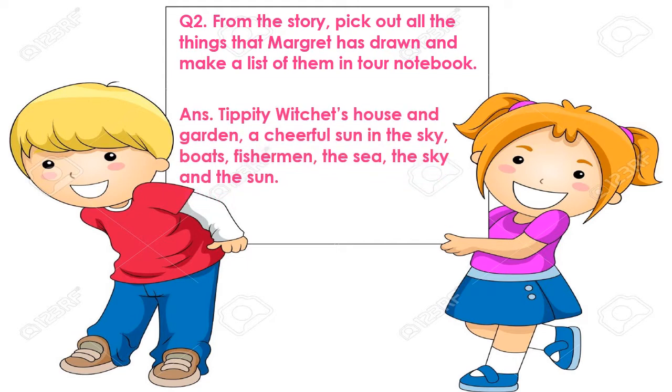So, what are the things which they have drawn? Now see, the answer is Tippity Witchett's house and garden, a cheerful sun in the sky, boats, fishermen, the sea, the sky, and the sun. Once again you listen. The answer is Tippity Witchett's house and garden, a cheerful sun in the sky, boats, fishermen, the sea, the sky, and the sun. Now children, come to the next exercise.